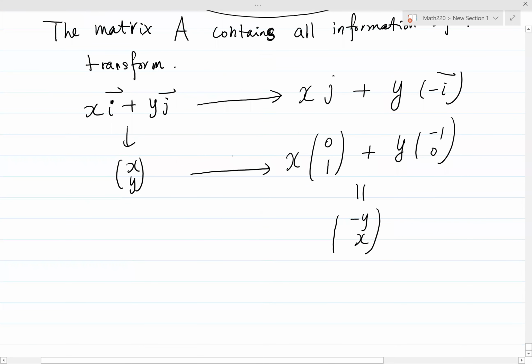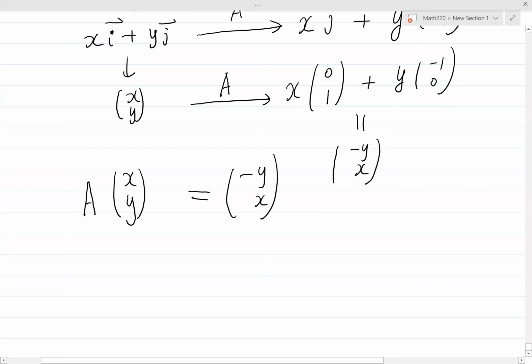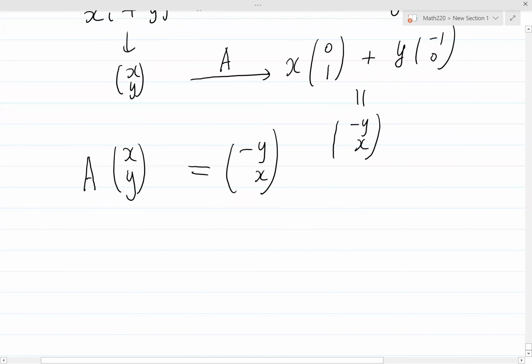Now our operation is A. A determines the operation. So if we write in this form, A applied to x y, then the output should be negative y, x. So you see, if we do it, we replace A by this thing.